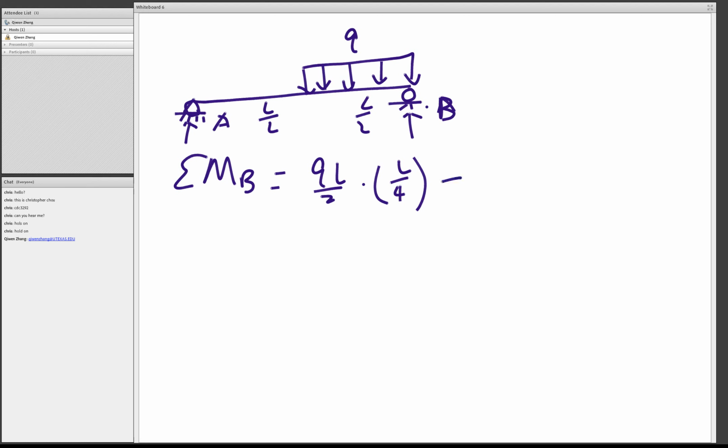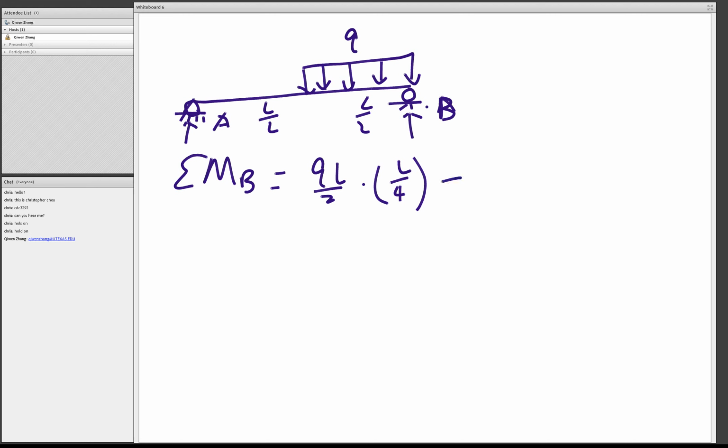There's also one more thing that we need to do. We need to find this point here. So let's say this is 1/8, and this slope is 1. Then we know this distance is 1/8, right? So this point is 5/8 L.